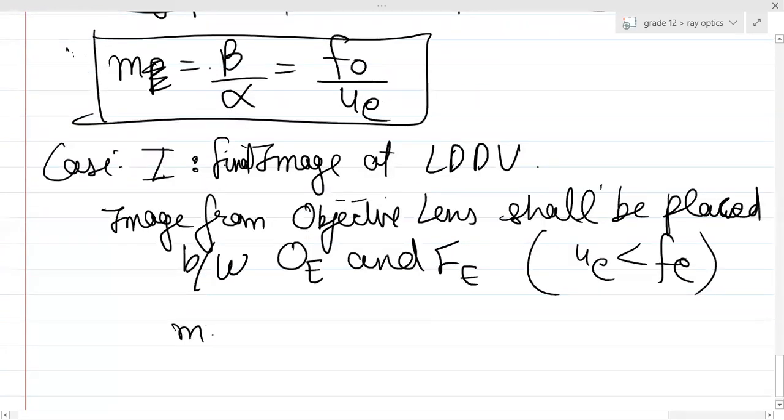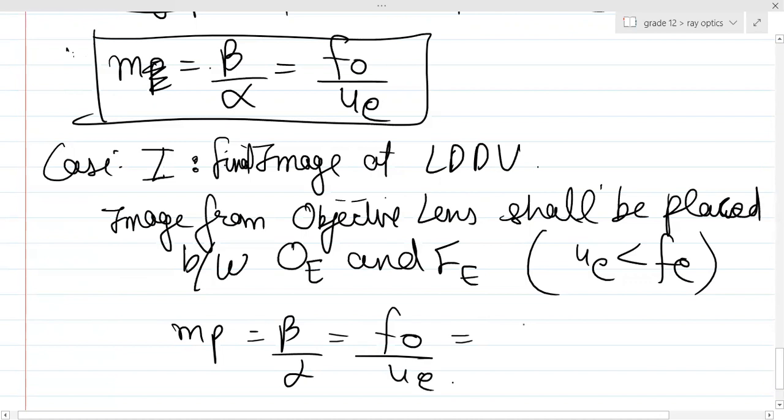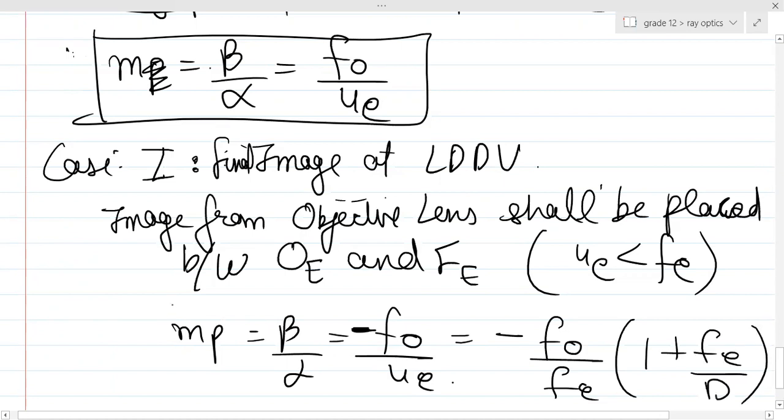And here the magnifying power becomes beta by alpha, and this will be equal to f naught by UE. You can write this final thing, please remember, with a minus sign, with a negative sign. Why negative sign? Because the final image is real and inverted. So f naught upon fe into 1 plus fe upon d.